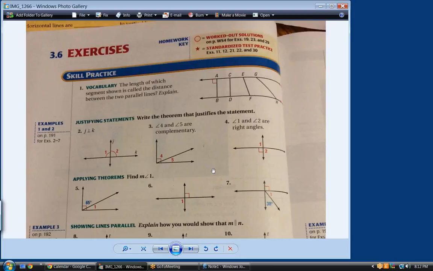Now, notice number 4 is the theorem right below that. At least in my book, all 3 of those theorems are together. And what's the third theorem say? Then the angles are... Sorry about that.